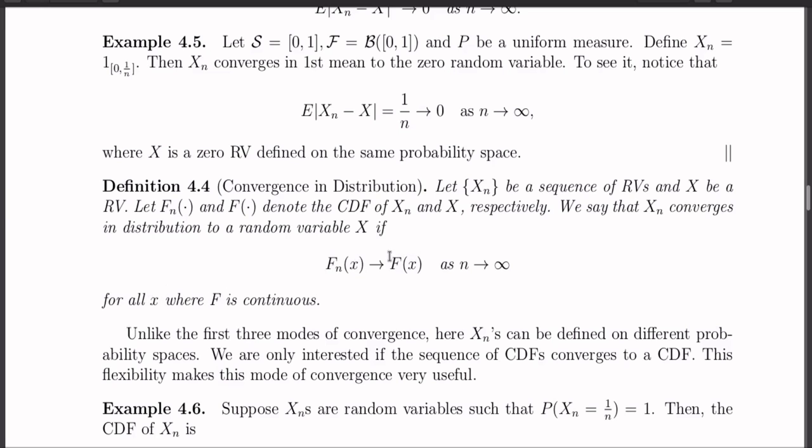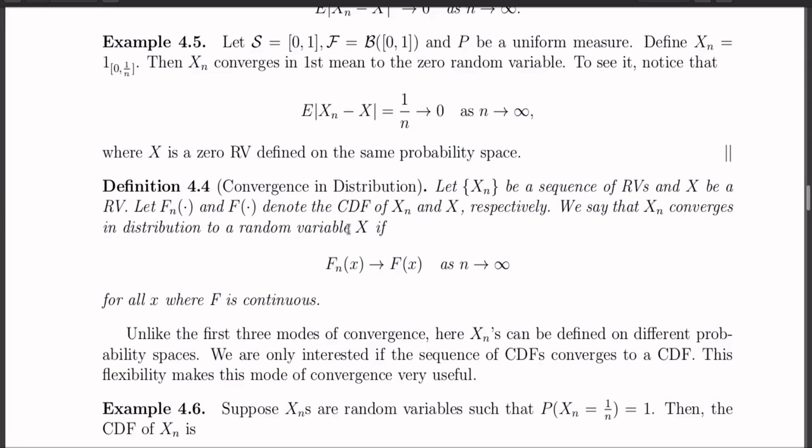So I need to find out where this function F is continuous, and I need to check whether this convergence holds for all x which is a continuity point of this function. Okay, this is the cumulative distribution function of X. If this convergence is true for all continuity points of the function F, we say that Xn converges to X in distribution. Okay, so the definition is okay.